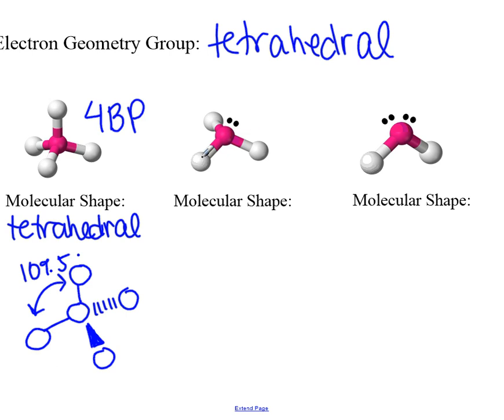Next, we go to this shape. This shape has 3 bonded pairs, and then it has 1 pair of electrons here, so 1 lone pair. Still 4 groups total. 3 plus 1 still gives us 4 groups, which is why it's in tetrahedral group. This shape is called trigonal pyramidal.